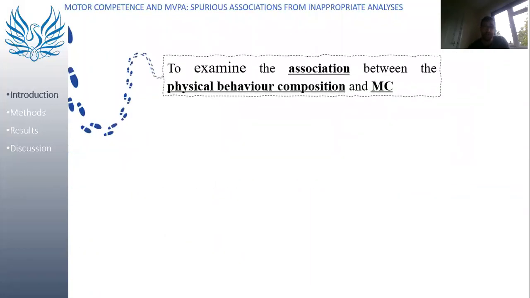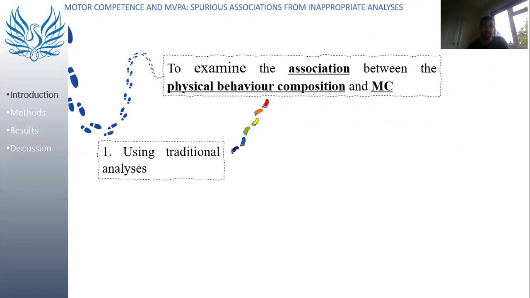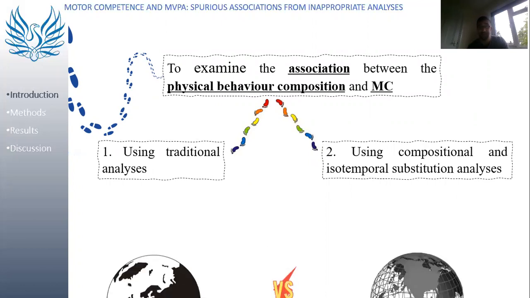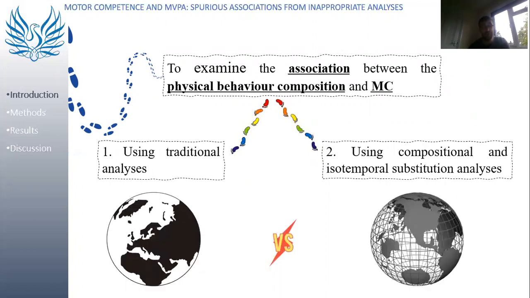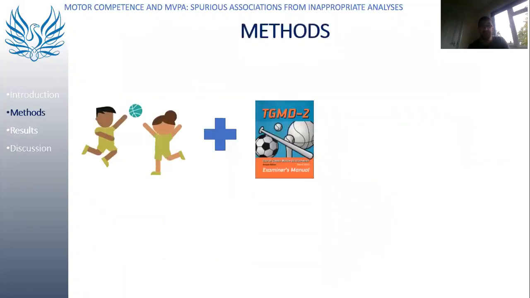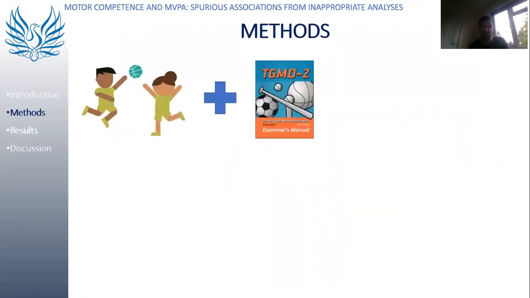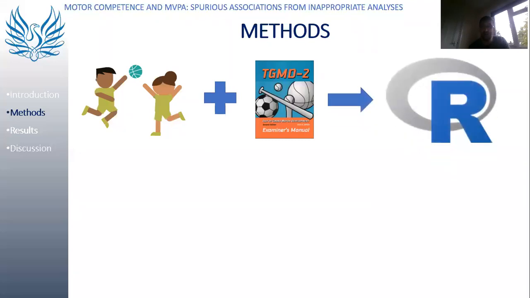So in cahoots with Professor Duncan and Dr. Martins, we decided to look at the association between the physical behavior composition and motor competence. We took two approaches using traditional analysis and compositional analysis, which I would liken to a two-dimensional versus a three-dimensional view. Indeed, briefly, the methods across a suite of studies, we measured physical activity and we measured motor competence. Indeed, then all of the incumbent data was analysed using R.